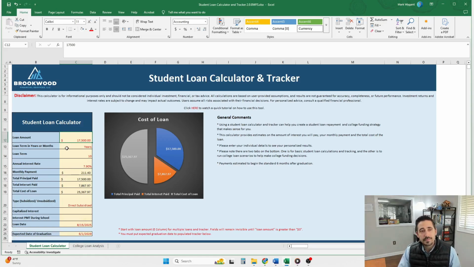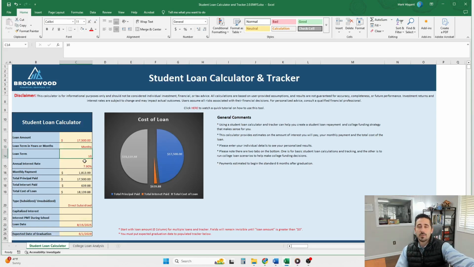In red here, we're just going to say this is a student loan we're going to take. Loan term in years or months. For the vast majority of everybody that's going to use this, you would just leave it as years. However, if you're going to change it to a total number of months for this upper portion, you would switch it to months, and then you would switch the loan term. Instead of 10 years, that would be 120 months, right? So that's what you would do here.